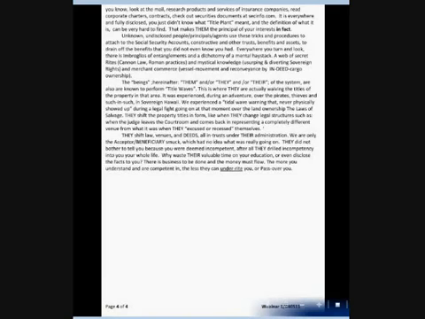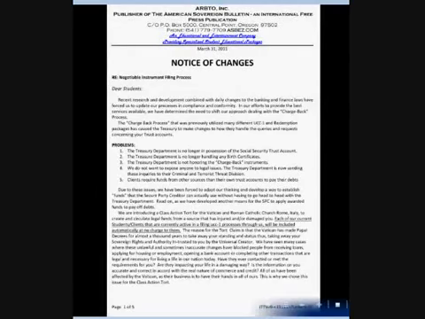And what we're going to do is start to step up. Now, here are some notices of changes that we are going through. The first is our negotiable instrument filing process. We're going to step away from the term UCC 1s, and we're going to start identifying those by their proper terminology, which is a negotiable instrument.